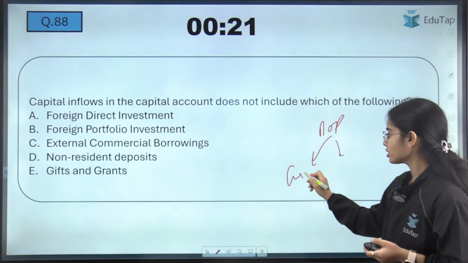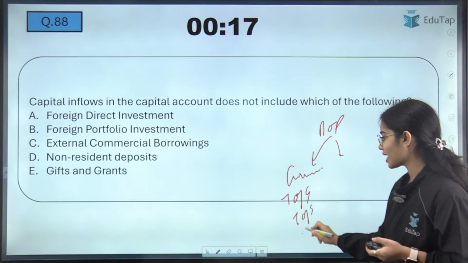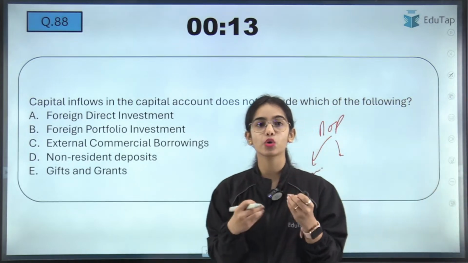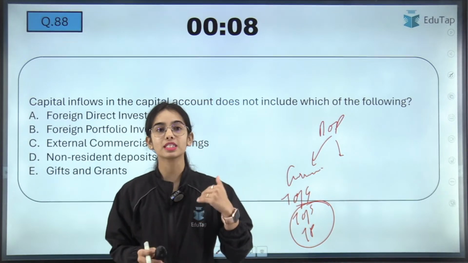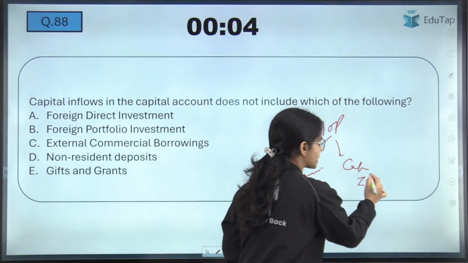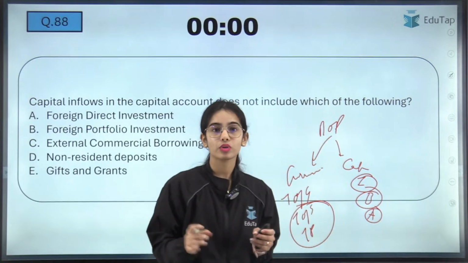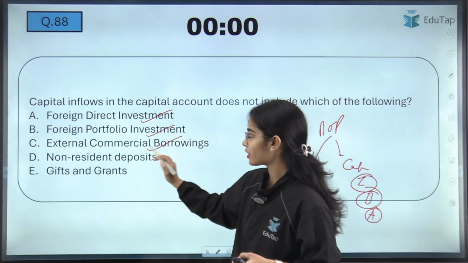In the current account, we include the trade of goods, trade of services and transfer payments. Trade of services and transfer payments together are known as invisible trade. Trade of goods is known as balance of trade or visible trade. Now in the capital account, you have the investment, the borrowings and the assistance that you are getting. So investment, borrowings, non-resident deposits.